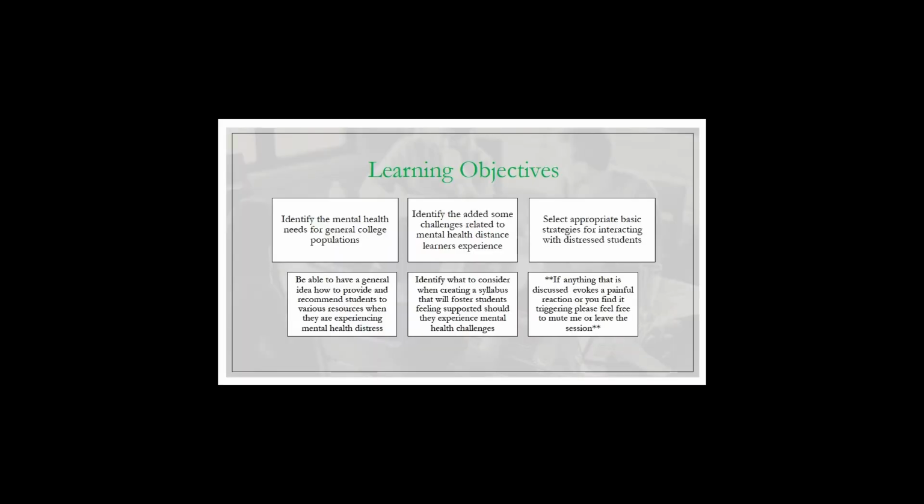The first slide, we're going to talk about the learning objectives. We're going to be able to identify the mental health needs for the general population and some of the challenges related to the distance learners. We hope that you're able to select appropriate, very basic strategies for students that are experiencing mental health distress. And then we'll have a general idea of how to provide support and recommend resources to students when they are experiencing mental health distress. And you will be able to identify what to consider when creating a syllabus, and that's going to foster students feeling supported should they experience mental health challenges.